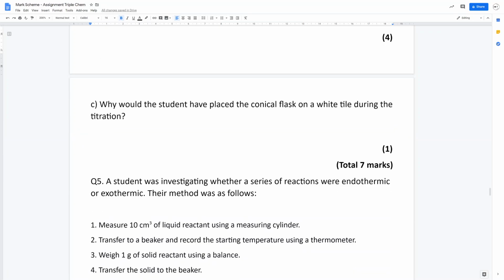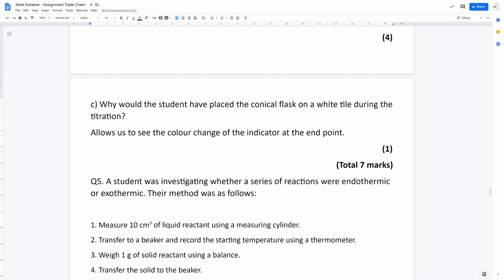Right. Why would we place the conical flask on a white tile during the titration? Well, you've got to put an indicator into the conical flask, and depending on whatever surface you're working on, the background's going to have a different colour. So we've got to make sure that we put it on a white tile because it allows us to see the colour change of the indicator at the end point. Remember, the end point is when the indicator changes from one colour to another.